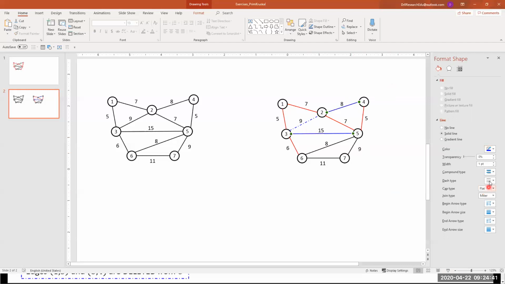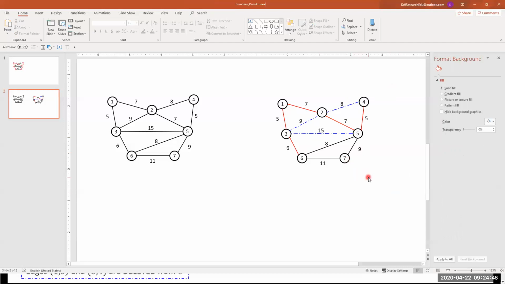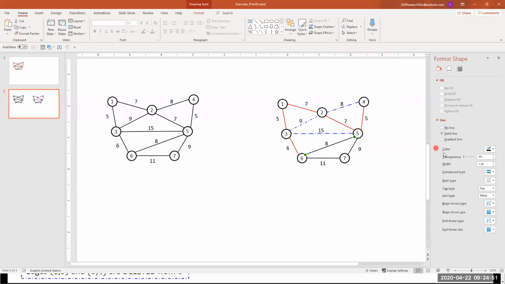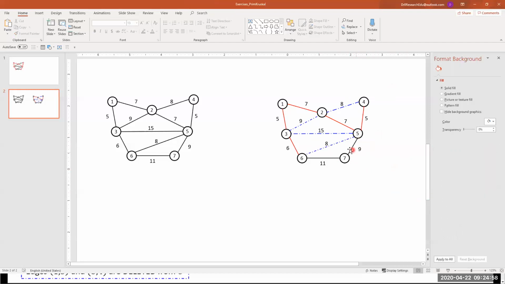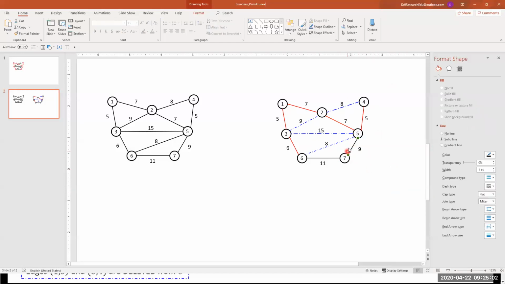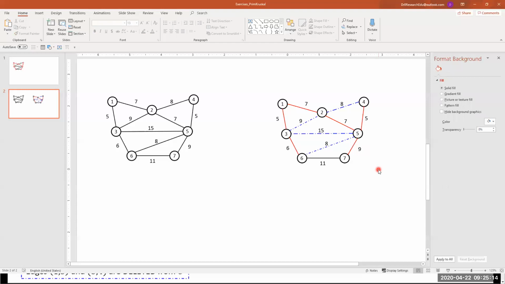Give me a minute. Let me change it. 2, 4. And which one? This one. Okay. And 5, 6. Yes. I didn't see it even. Thank you. It's here. And then 5, 7. Yes, because here you only have 2 choices, 5, 7 or 6, 7. You see it? Because all others are already deleted. And then clearly you're going to choose 5, 7 because it has the smallest weight. Yes, you are correct. Very good.